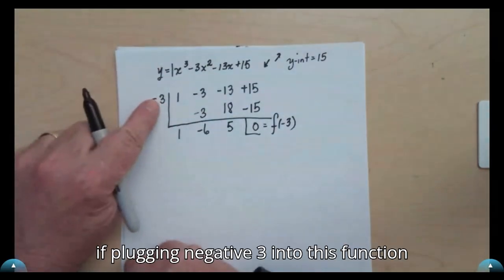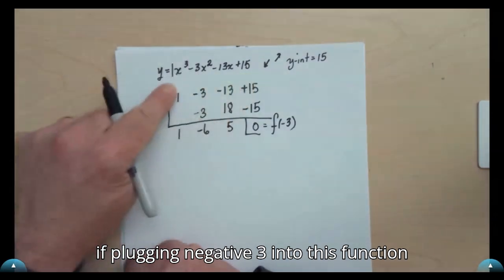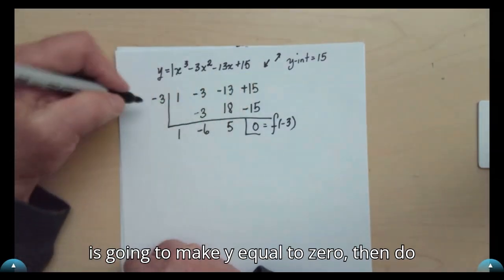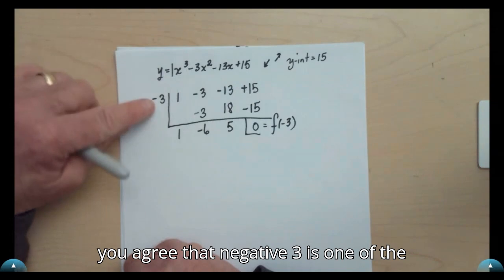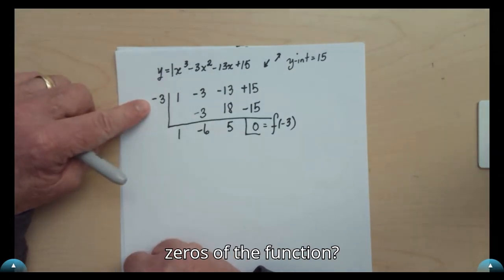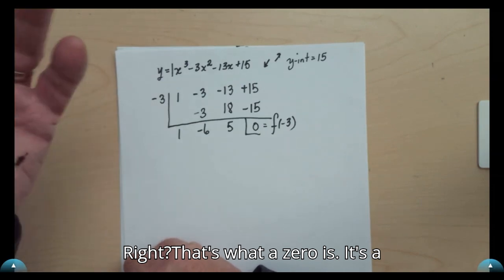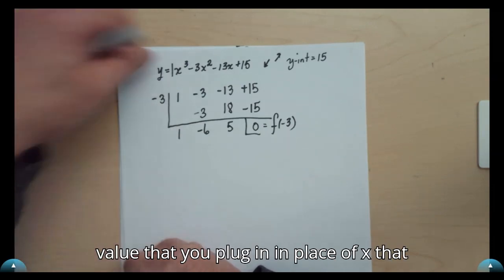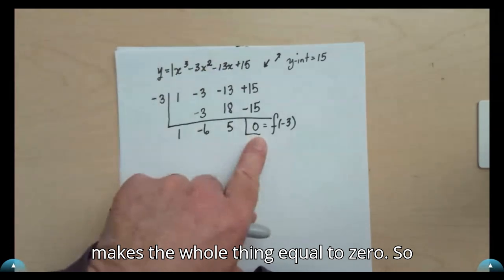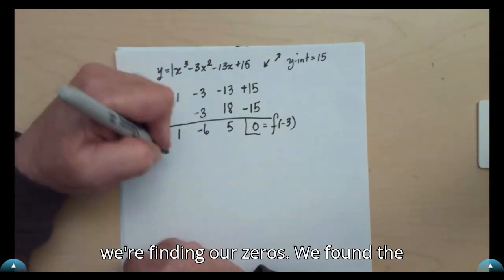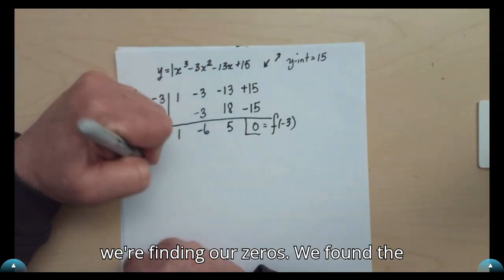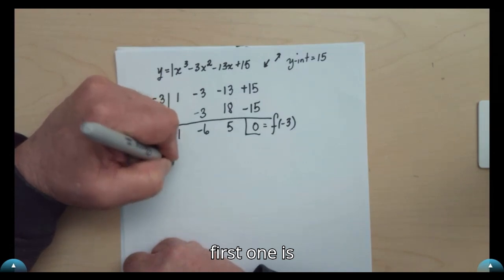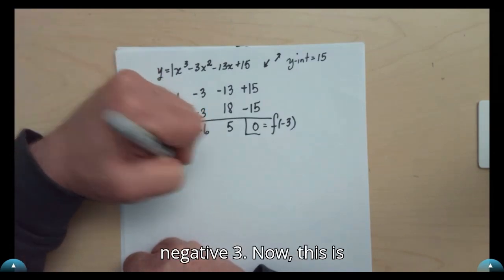Well, if plugging -3 into this function is going to make y equal to 0, then do you agree that -3 is one of the zeros of the function? Right? That's what a 0 is. It's a value that you plug in place of x that makes the whole thing equal to 0. So we're finding our zeros. We found the first one is -3.